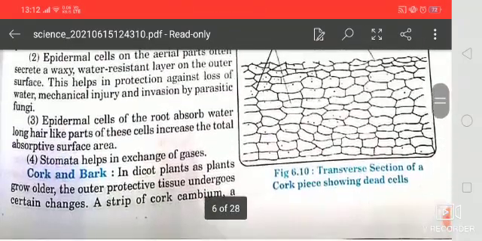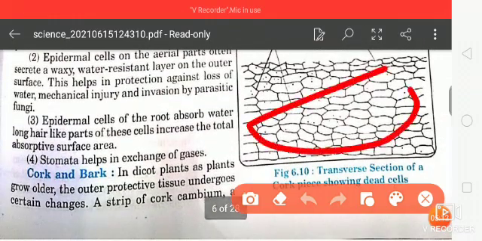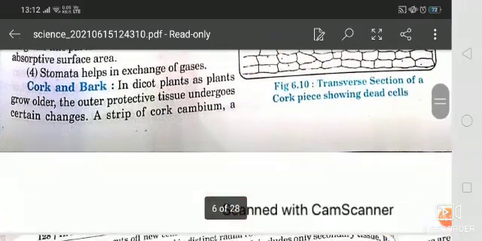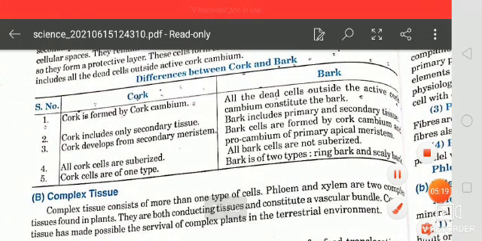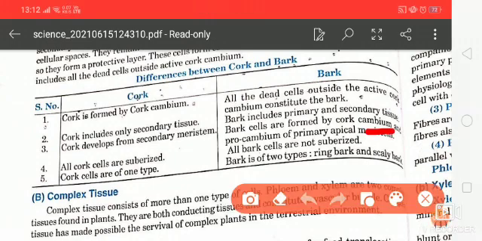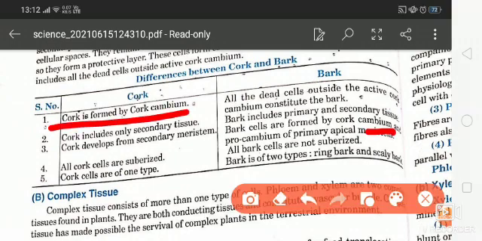You are seeing here the transverse section of a cork piece showing dead cells. Next is cork and bark. Students, these differences are very important. What is the difference between the cork and bark? The cork is formed by cork cambium, and all the dead cells outside the active cork cambium constitute the bark. So there is a big difference between cork and bark.